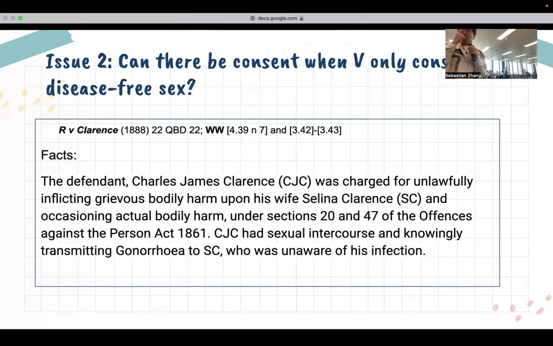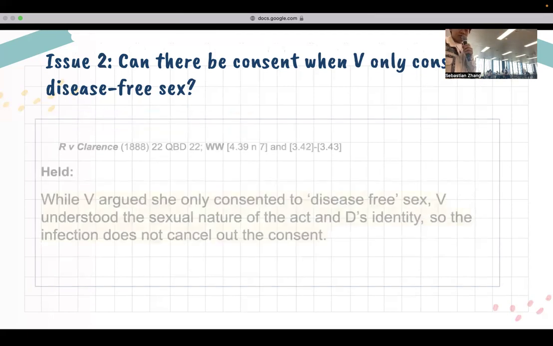There are a few other things, like, can there be consent when V only consented to disease-free sex? I'm just going to give you the answer over here. You can read through the slides yourself.